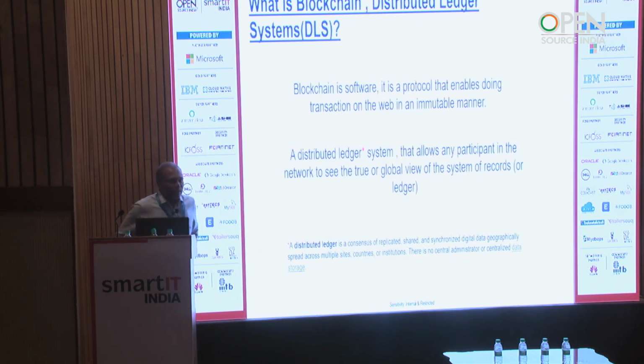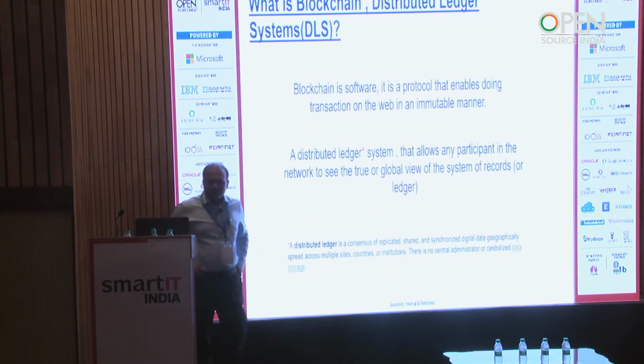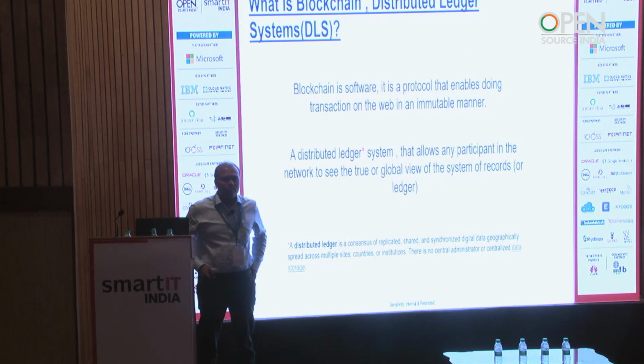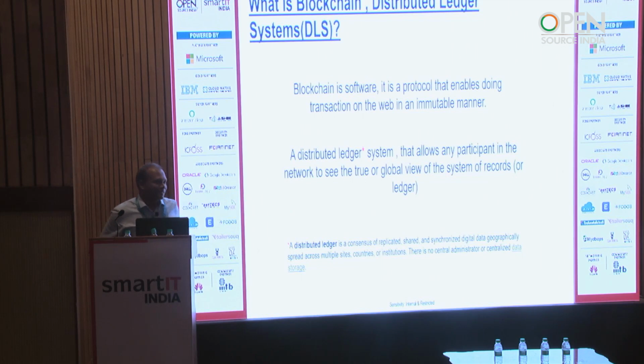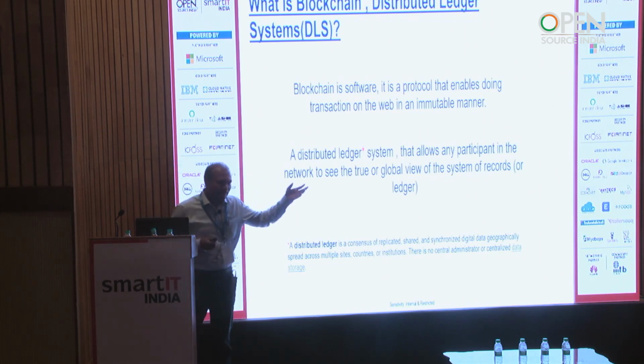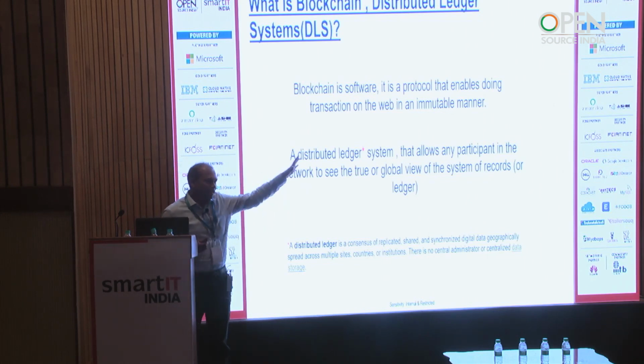So just to start with, what is blockchain? The way I see it, it is software. It is nothing more than software. It's a protocol that is written so that the data you put into it remains there forever. That is what it means by saying it's immutable. So if I put data on blockchain, the understanding is that nobody is going to tamper with it. That is the basic idea.